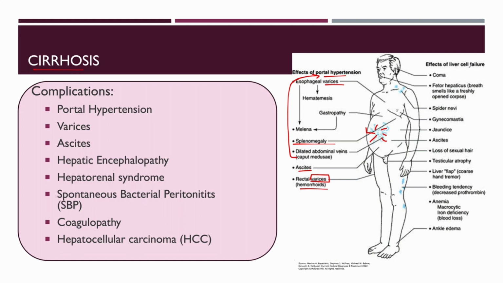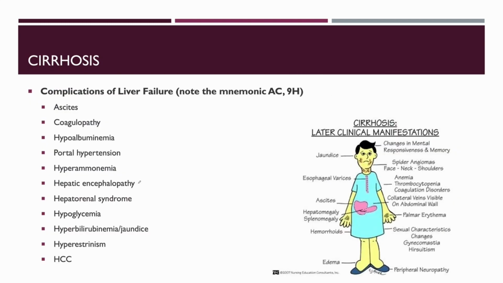As far as liver cell failure, there are many other things we're going to talk about, okay? Here is a little mnemonic. I'm not sure if you really need this mnemonic, but I put it here just in case. There is A, C, and then nine H's. So hypoalbuminemia, portal hypertension, hyperammonemia, hepatic encephalopathy, hepatorenal syndrome, hypoglycemia, hyperbilirubinemia, hyperestrogenism, and hepatocellular carcinoma.